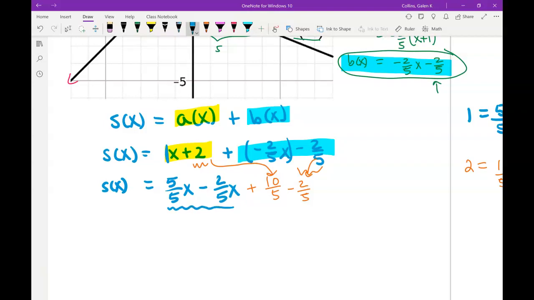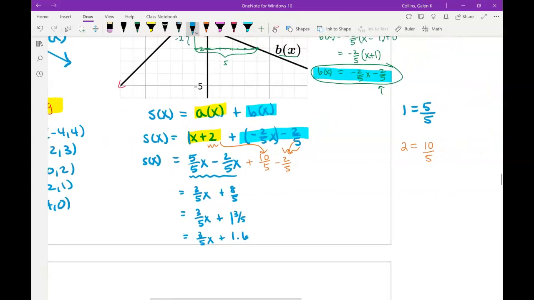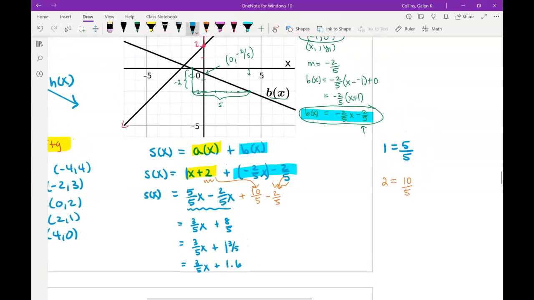So now we can combine like terms. 5/5 minus 2/5 is 3/5 x. 10/5 minus 2/5 is 8/5 as our y-intercept. And that's the same as saying 3/5 x plus 1 and 3/5, the mixed number, which would be the same as saying 3/5 x plus 1.6. So any of those work. So for graphing, I think the 1.6 might be most helpful. So if our y-intercept is 1.6 and we are moving up 3/5, it might be helpful to plug in a number.